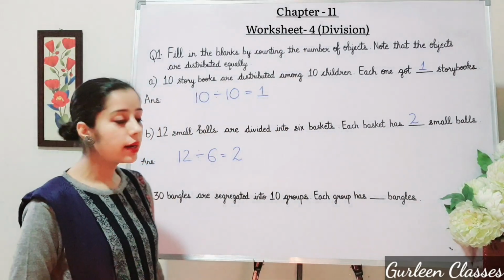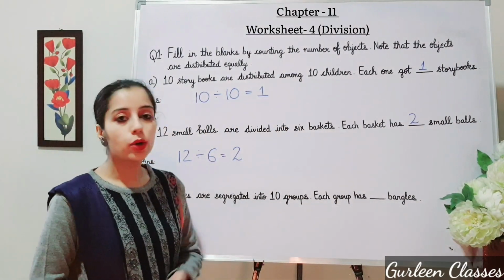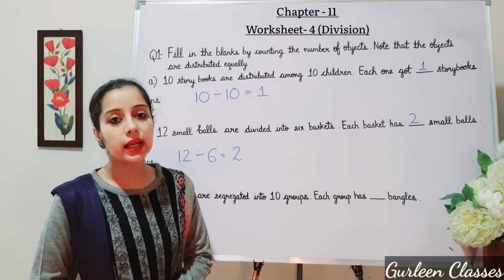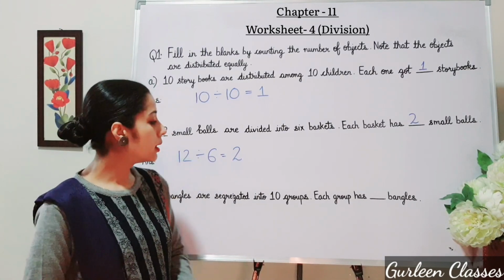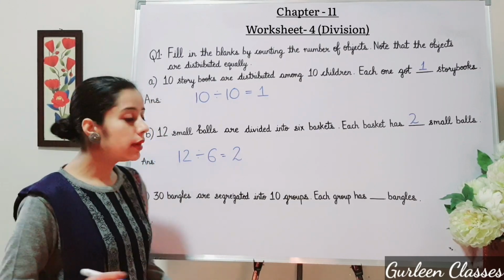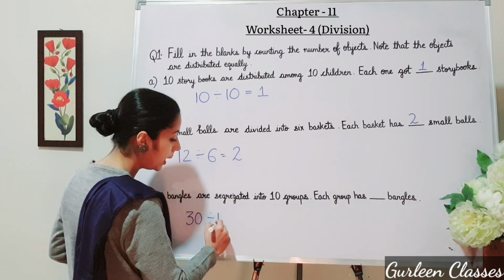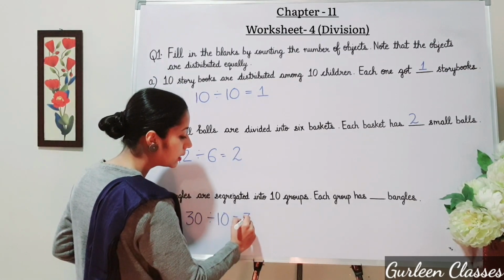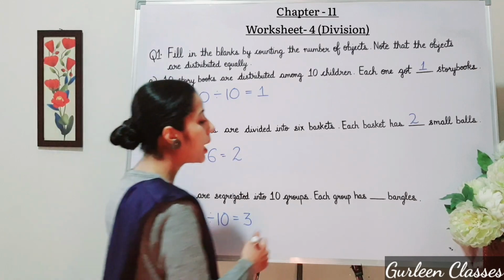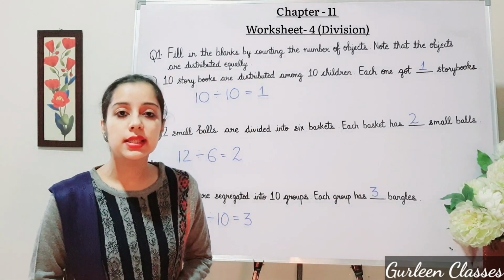Now C part, 30 bangles are segregated into 10 groups. Each group has how many bangles? So here we will divide 30 by 10. 10 threes are 30. So each group has 3 bangles. So I hope students division concept is clear.